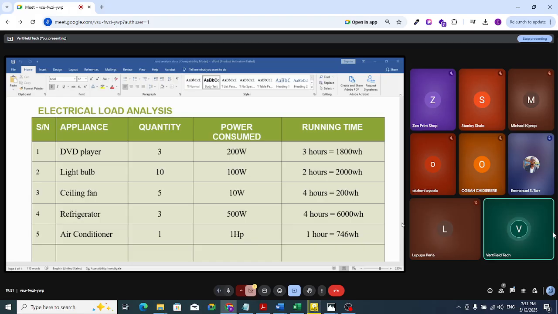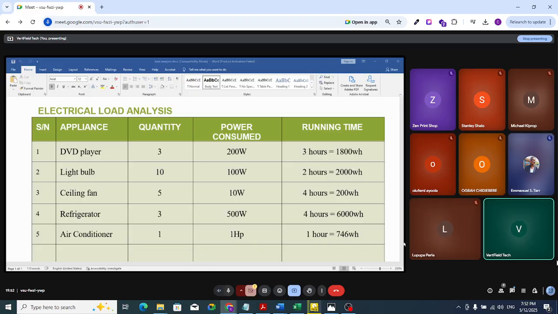Now let us take the information or data of these 5 appliances. If you want to write, you can write. In as much as this is inside the training manual as a PDF document, if you want to write this, you can write it. For the DVD player, the quantity is 3. The power consumed is 200 watts. The running time is 3 hours. The light bulb, the quantity is 10. The power consumed is 100 watts. The running time is 2 hours.